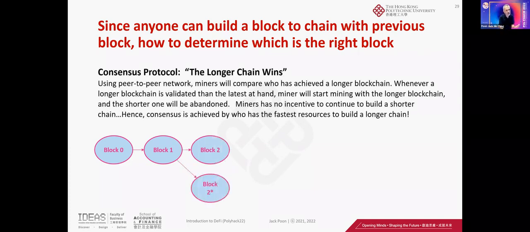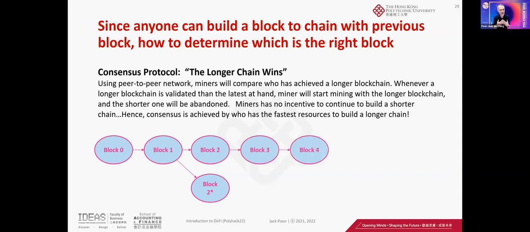And the way it works is, if there are multiple parties trying to have a different message, let's say in this case there's block 2 and there is block 2 star, you have to have a mechanism to resolve for the whole army. In this case, should I choose block 2 or should I choose block 2 star? And the way that the system determines that is whoever can build the longest chain.